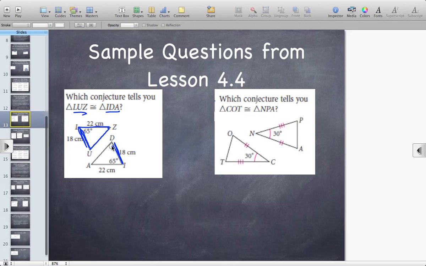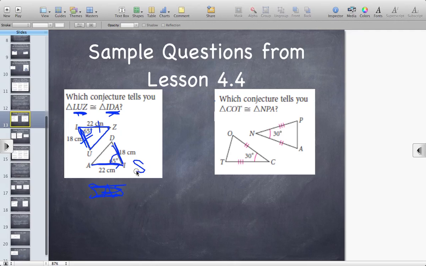Then we notice that LZ, so first and third, is 22, so that needs to be congruent to IA. So yes, it's congruent. Angle L is 65 degrees, and that needs to be congruent to angle I. So yes, those two angles are congruent. So the corresponding parts are matching up based upon the order of the name of the triangle. So we notice that it's side, angle, side that is proving our conjecture.